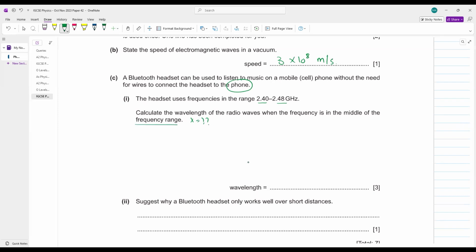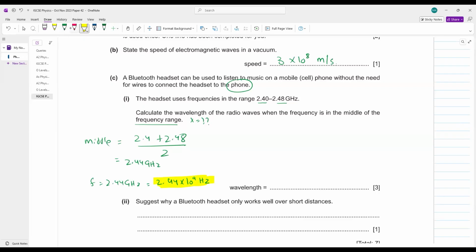Calculate the wavelength lambda of the radio waves when the frequency is in the middle of the frequency range. How will you find the middle of this range? You take 2.4 plus 2.48 divided by 2. The middle value comes out to be 2.44 gigahertz. How will you write it? Giga is equal to 10 raised to the power of 9 hertz. So 2.44 into 10 raised to the power of 9 hertz is your frequency.